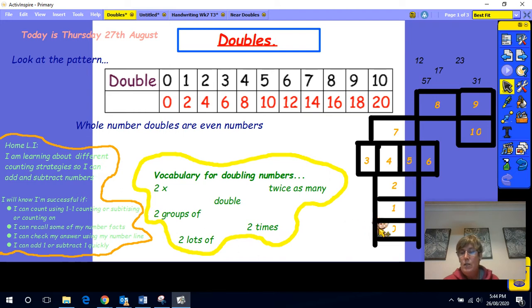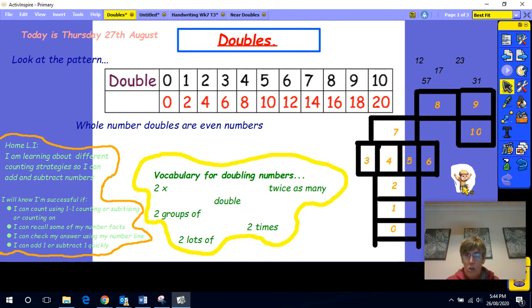You could go 0 and 0 is 0. 1 and 1 is 2. 2 and 2 is 4. 3 and 3 is 6. 4 and 4 is 8. 5 and 5 is 10. 6 and 6 is 12. 7 and 7 is 14. And keep going until you get all the way to 10 and 10 is 20.